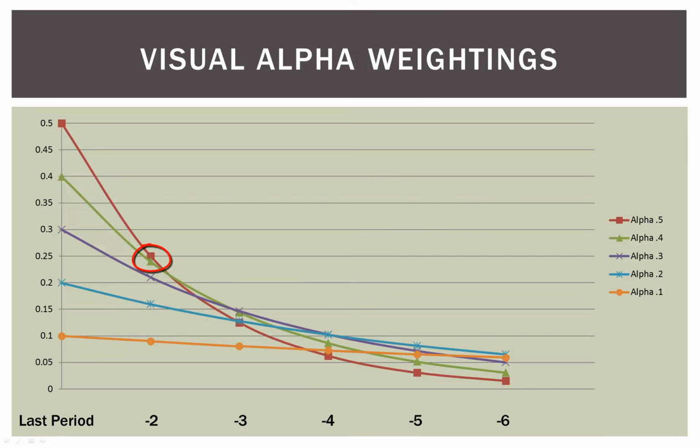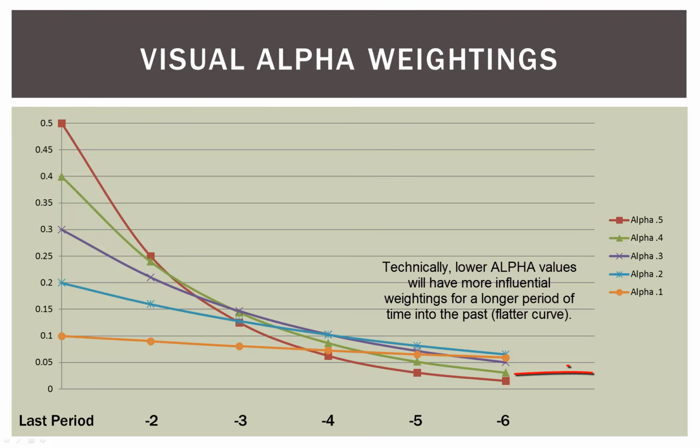As we go down to 3 years ago, well, look at that. Our alpha of 0.4 is actually above our alpha of 0.5. And that's because the decrease in weighting over the years is less severe. And that's why the green line, the green curve, is flatter. And over time, it will go further out to the right than our alpha of 0.5.